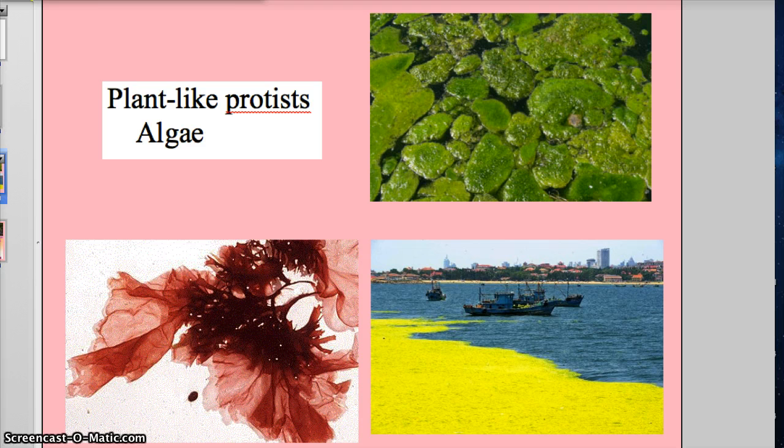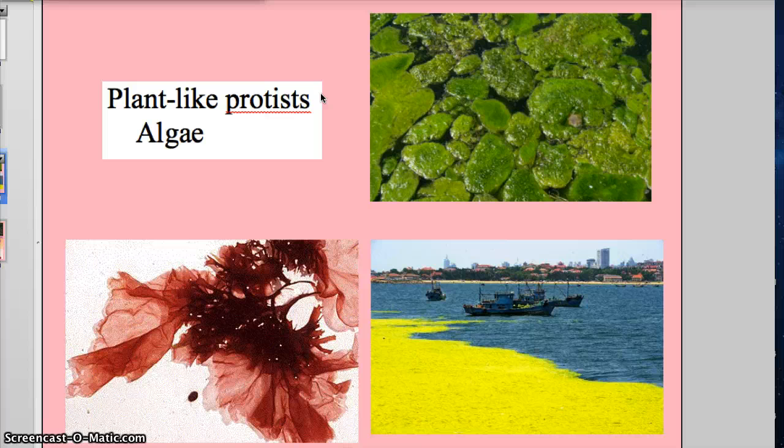You probably guessed what the next category is. These are protists that act like plants. Now, we mentioned the ones that act like animals are heterotrophs. What do you think about the ones that act like plants? You're right, they're autotrophs. So these plant-like protists make their own food. That's how they are like plants.